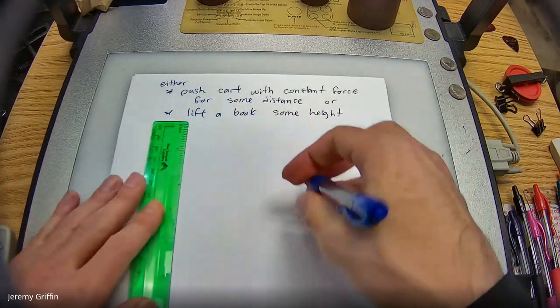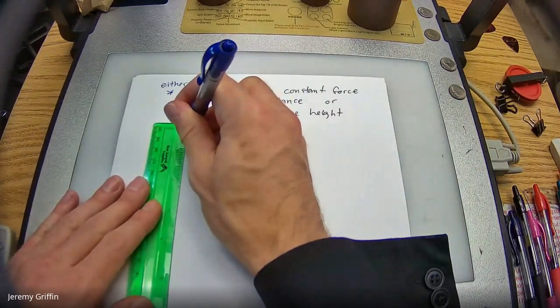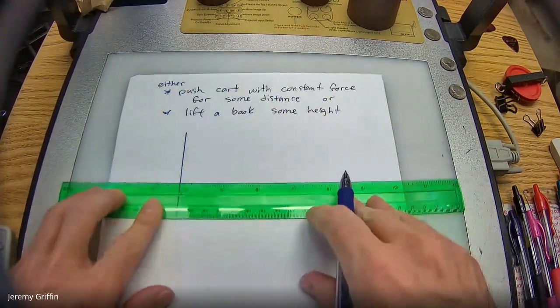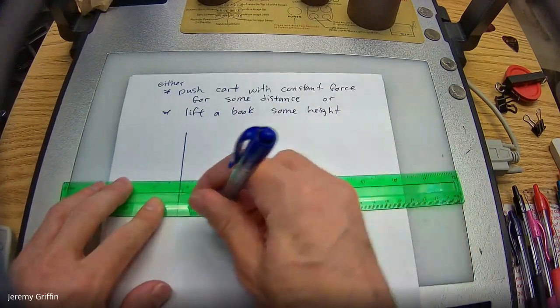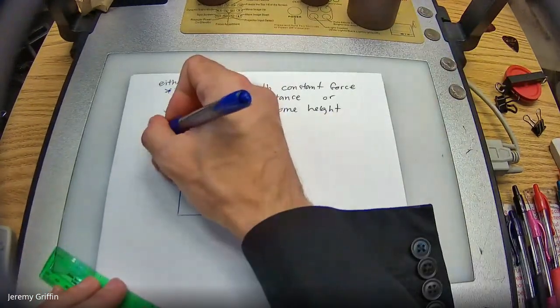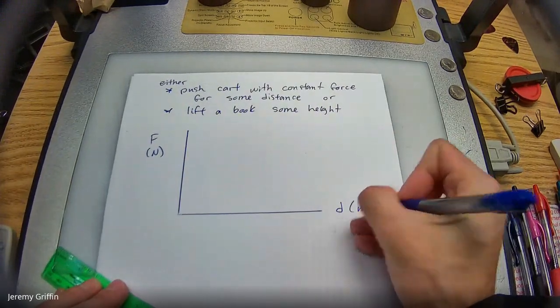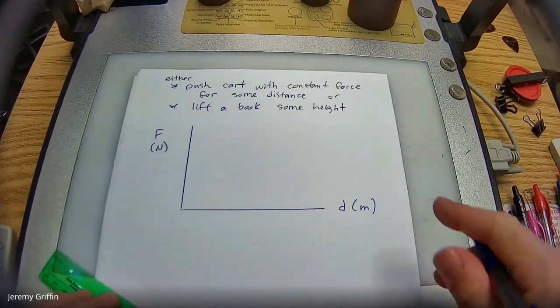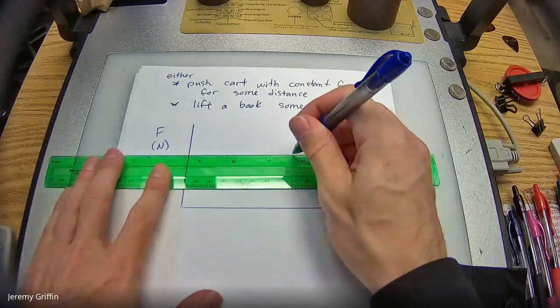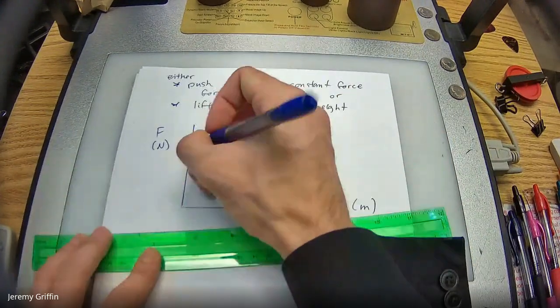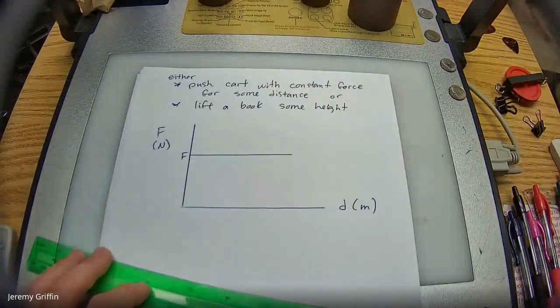Okay. So we're going to draw one graph that could actually apply to either of those stories. We're going to do a force versus distance graph. So force measured in newtons and distance measured in meters for the axes. Let's say that force is just very generically F for force.